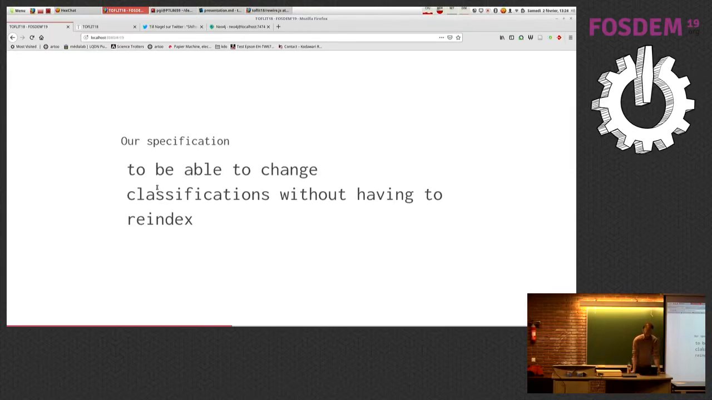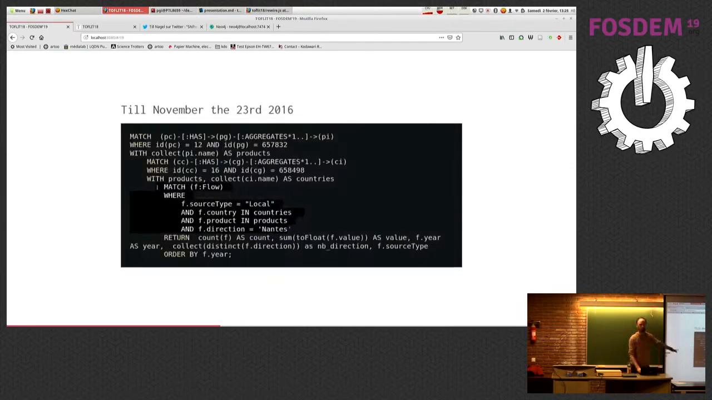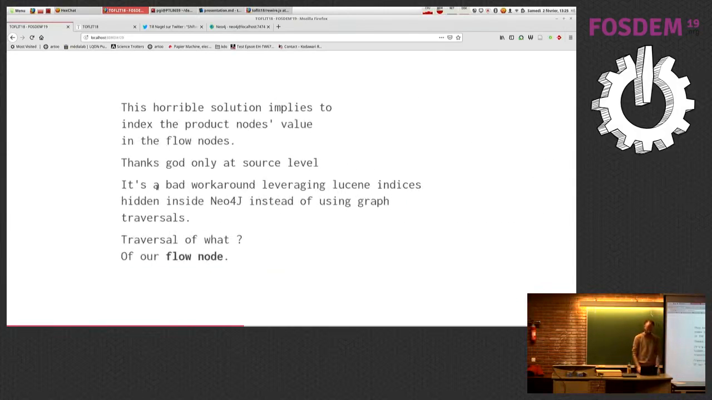Because our specification was to be able to change classification without having to reindex. Here I'm using indices that are in the node properties. So this not that good solution implies to index the product names, the node products value, inside the flow nodes, which means that I just use indices in the nodes, not to have to do the traversal. Okay, that's only at the source level, but still, that's an issue. And it's a bad workaround, as I just said, leveraging Lucene indices hidden inside Neo4j instead of using graph traversals.